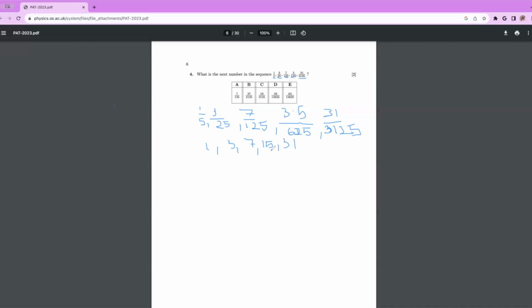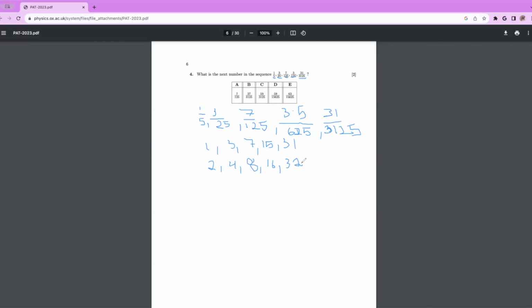On the topic of powers, it's interesting to notice that all of these numbers are fairly close to a power of 2. Actually, they're all a power of 2 minus 1, because 1 plus 1 is 2, which is 2 to the 1. 3 plus 1 is 4, which is 2 to the 2. 7 plus 1 is 8, which is 2 to the 3. 15 plus 1 is 16, which is 2 to the 4. And 31 plus 1 is 32, which is 2 to the 5.